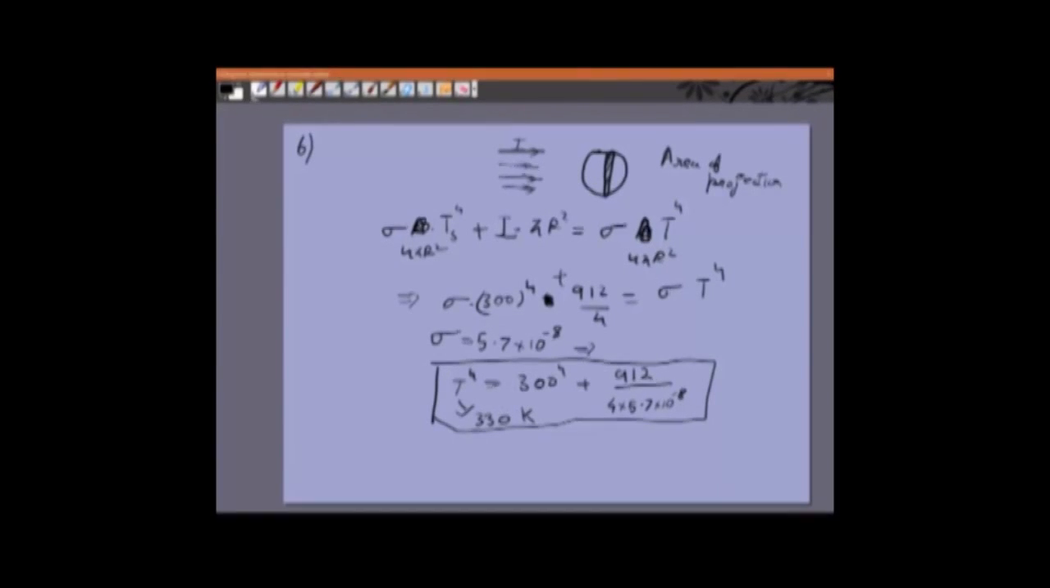But like I said, you won't need to solve it because you can easily look at this and see whether it's 330 or 630. It would be around 330 if you calculate this thing. So the answer to this is option A. The important thing in this question is these two are 4 pi r squared, but this is only pi r squared. Otherwise you would get the wrong answer.